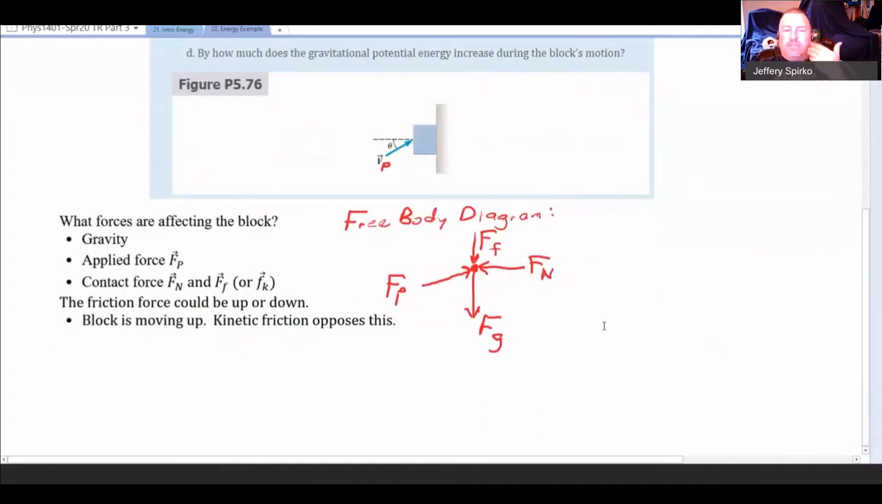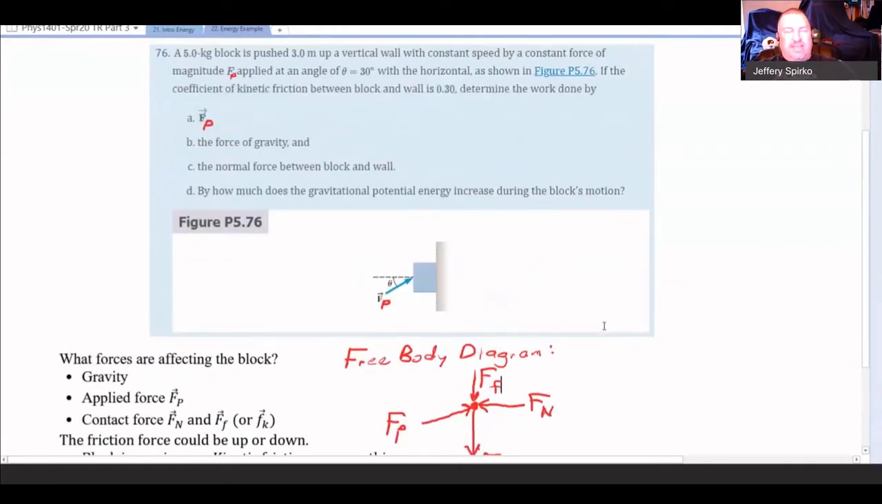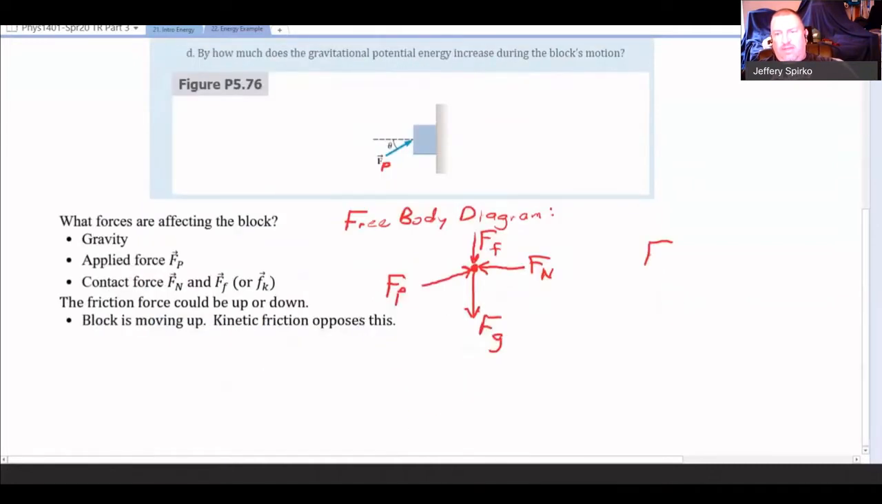And at this point, we should take a tally of which forces we know, which forces we don't know. We know the gravity force. So that's the gravity on a 5 kilogram block. So we can say that the force of gravity is 5 kilograms times 9.8 newtons per kilogram. And as I recall, that comes out to 49 newtons. So this is 49 newtons. So that's nice.